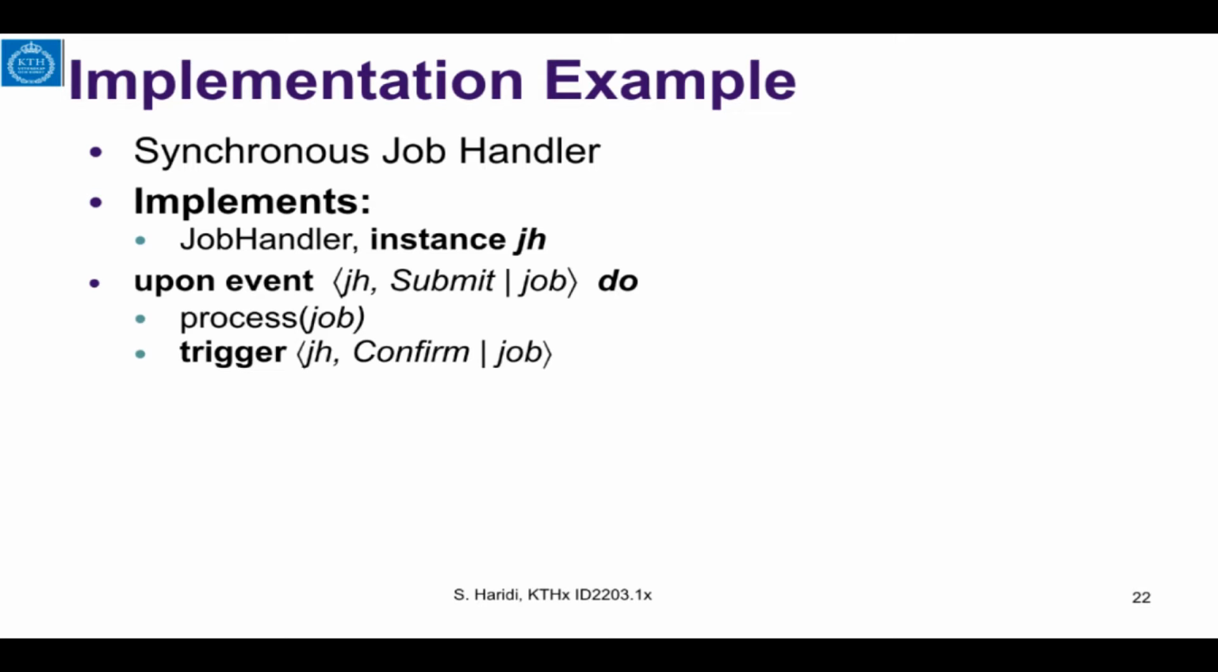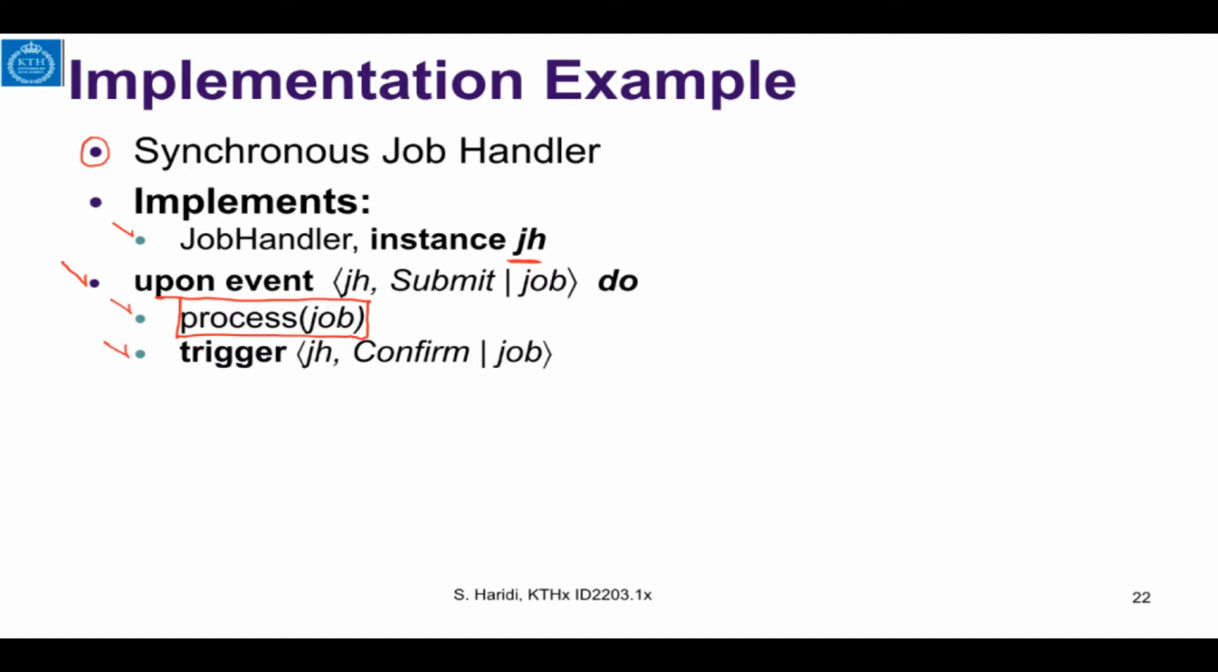So let us see now how we have an implementation of the job handler. We first do what we call a synchronous implementation. Again, we want to implement a job handler, and our instance is JH. Now we describe exactly what happens when we get a submit event. When we get a submit event, we assume we have this procedure which always succeeds. It takes the job and processes it. And after it processes it, we can trigger to the environment, to the application, an indication event saying that the job has been confirmed.